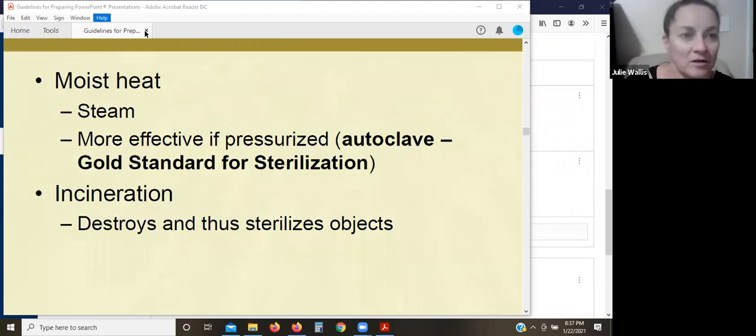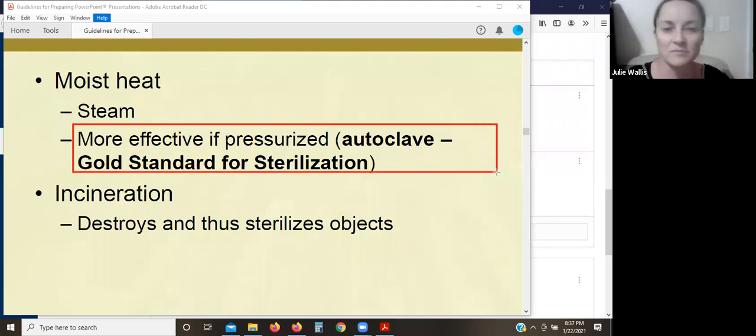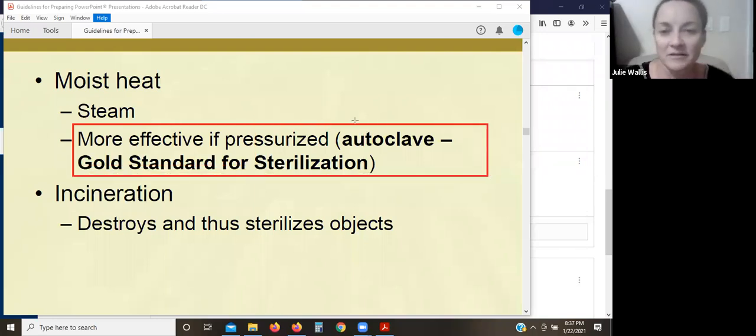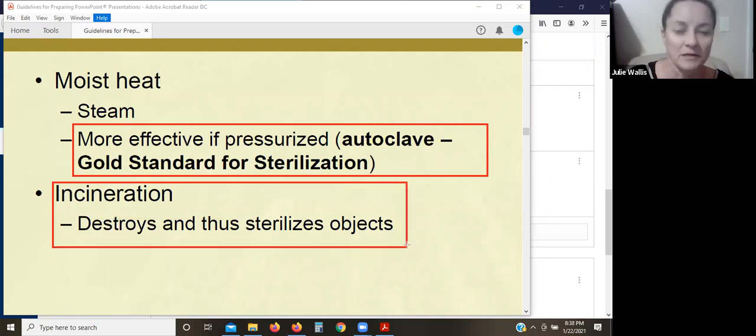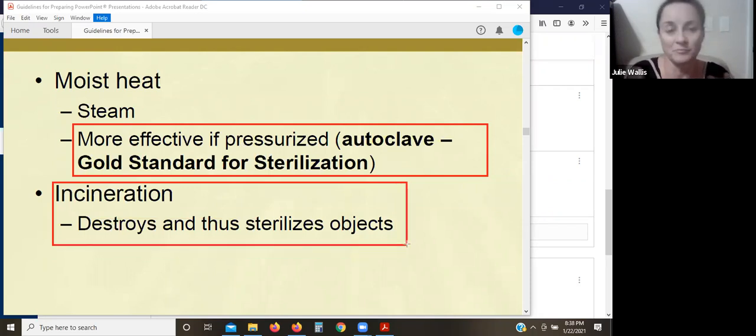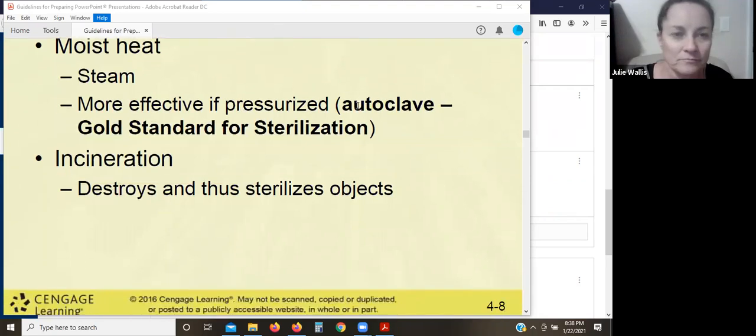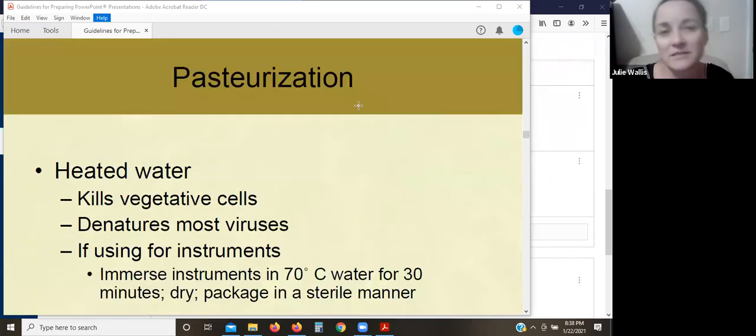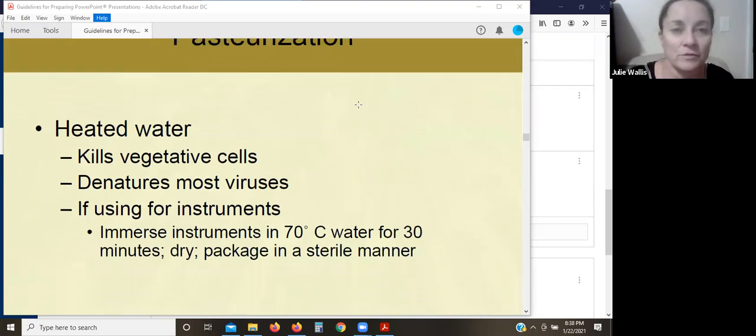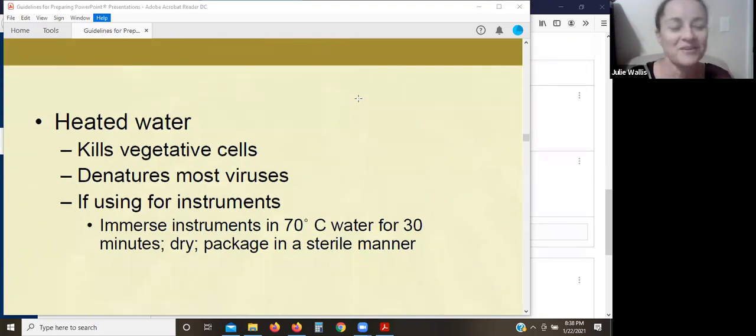Moist heat, like I said, is more effective, and the autoclave is pressurized moist heat. So you definitely need to know that the autoclave is the gold standard for sterilization. And then incineration would be basically heating something to ashes. So it's completely destroyed, disintegrated. Obviously, incineration can't be used on something that you need to use afterwards. So that's how the autoclave is very helpful.